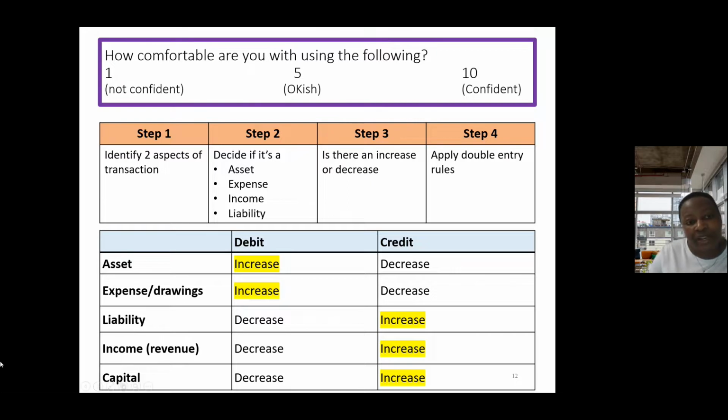So I want you to reflect on this. How comfortable do you think you are? If you're not very comfortable, please pause it and go back to the exercise to try to work it again. But the basic rule is, if there is an increase in assets, increase in expense, or increase in drawings, you have to debit. If there is a reduction in assets, expenses, drawings, you have to credit. If there's an increase in liability, income, revenue, capital, you're going to credit, but a decrease in liability, income, revenue, or capital, you're going to debit.